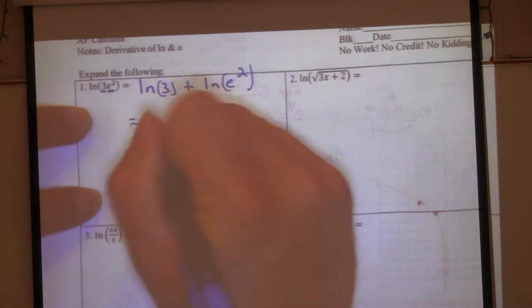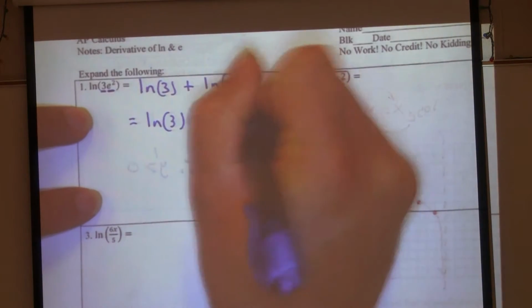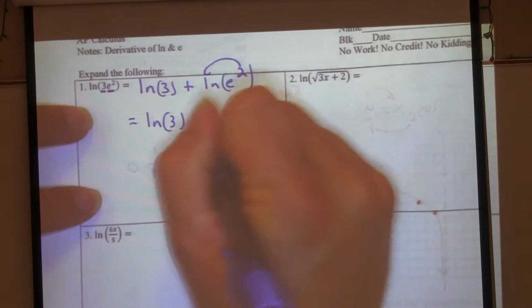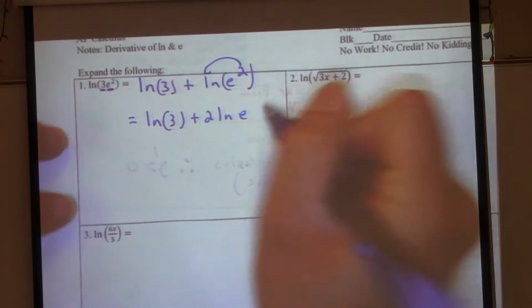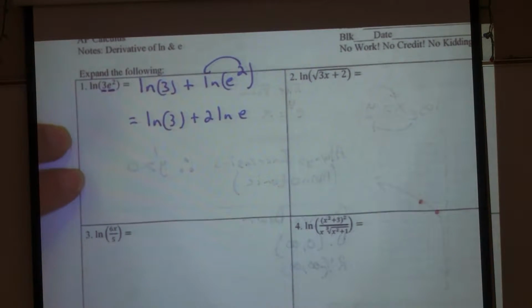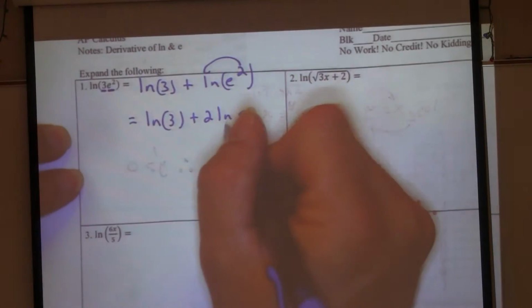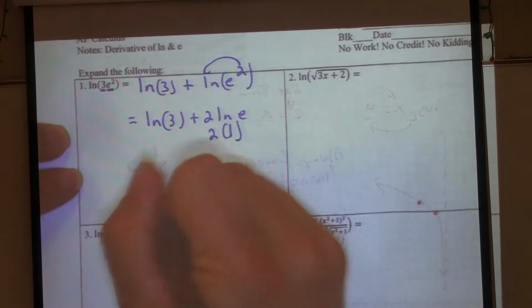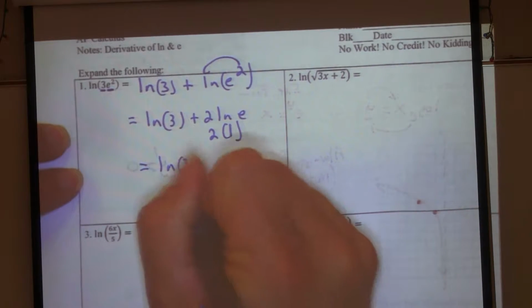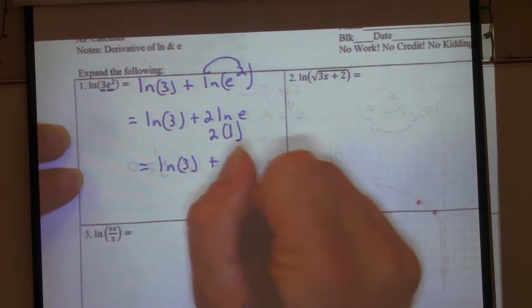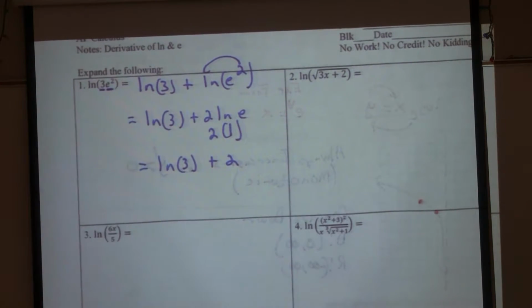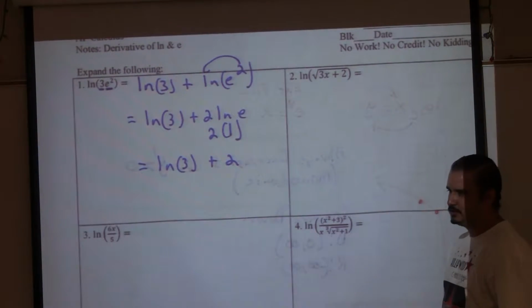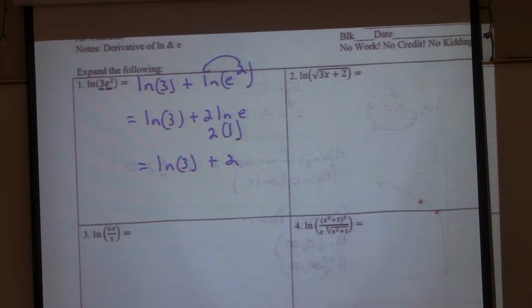ln of 3 plus 2 ln of, bring down this 2, right? So that would be plus 2 ln of e. Could I go further? ln e, that's the value of 1, right? And 1 times 2 is simply 2. So this could go all the way to ln of 3 plus just 2 by itself. Cool? Let's try the next one.